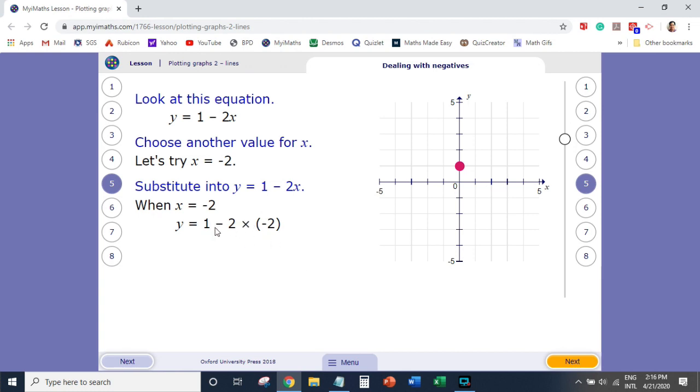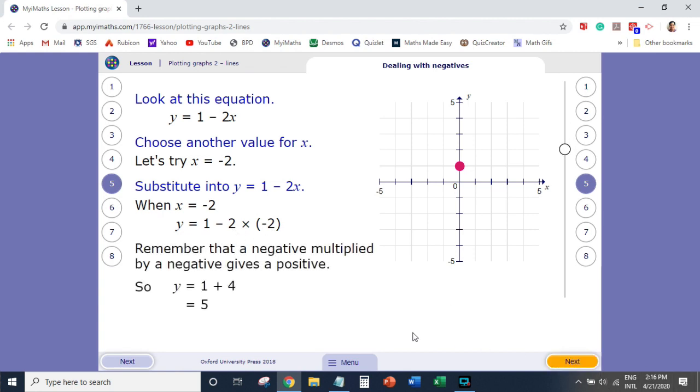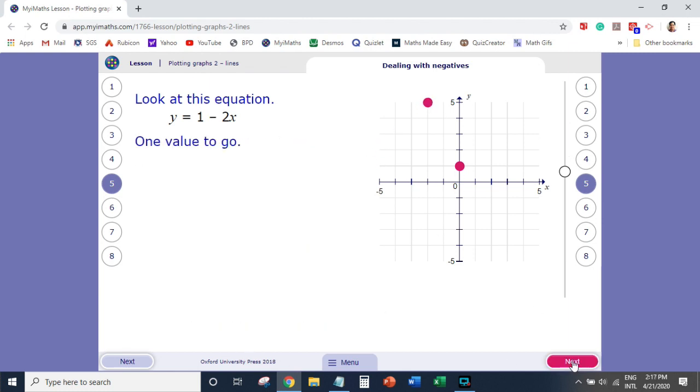So negative 2, PEMDAS rule, you have to multiply first. So do not do 1 minus 2. Instead, we have to multiply first. Negative 2 times negative 2 will give you positive 4. And 1 plus 4, like this. Remember that a negative multiplied by a negative gives a positive. So that's why we have now 1 plus 4 equals 5. So our coordinate is x is negative 2 and our y is 5. That's the point. Now we have the third value.